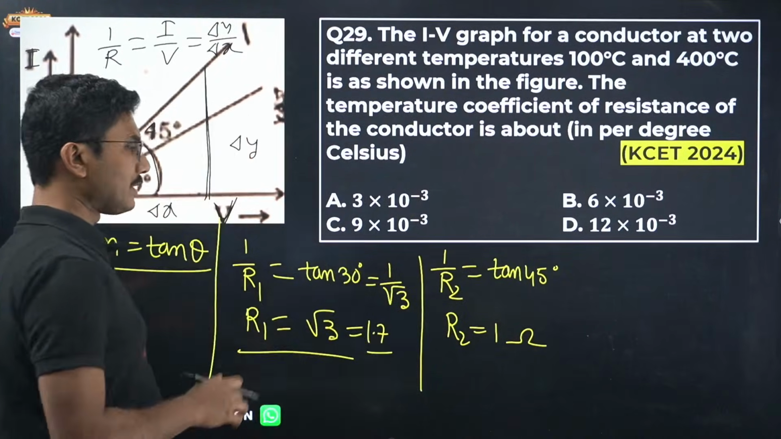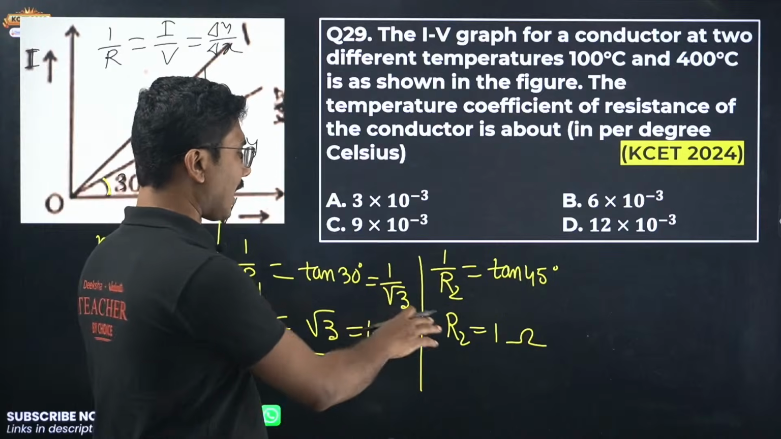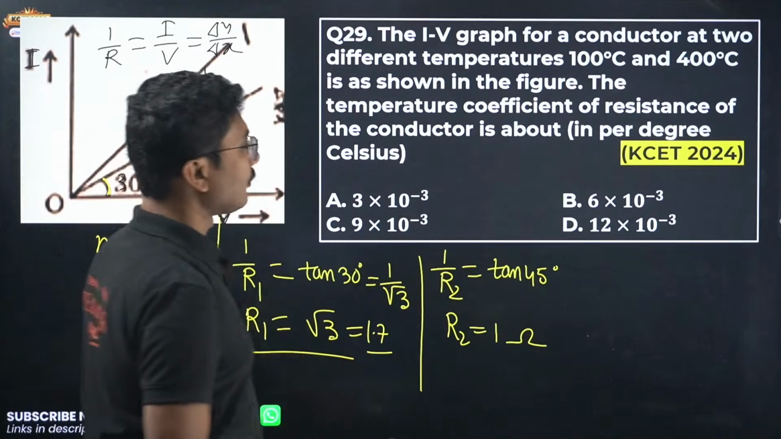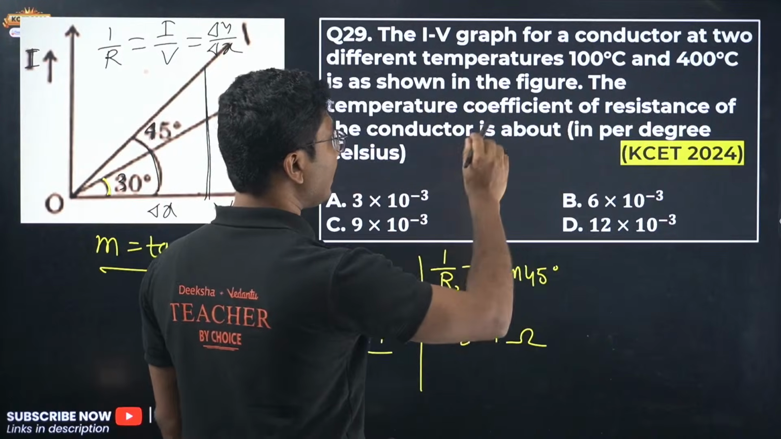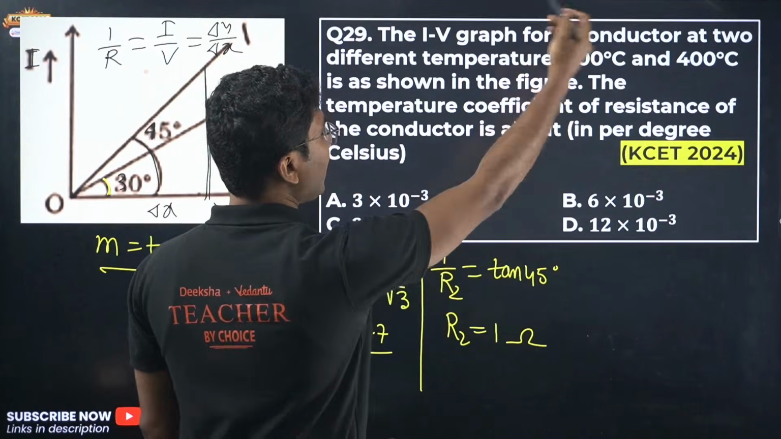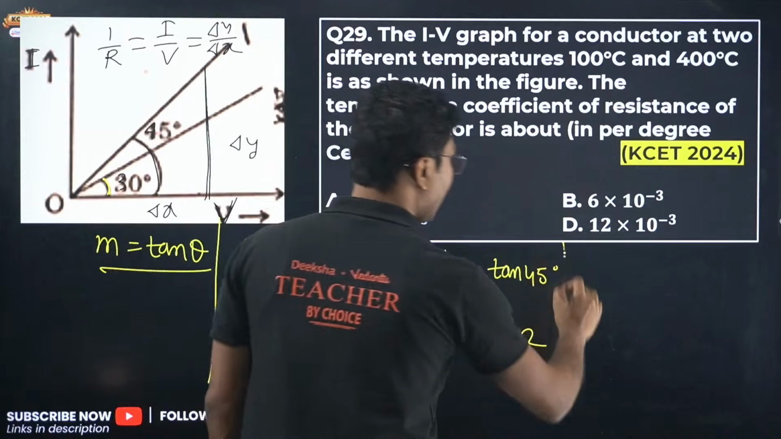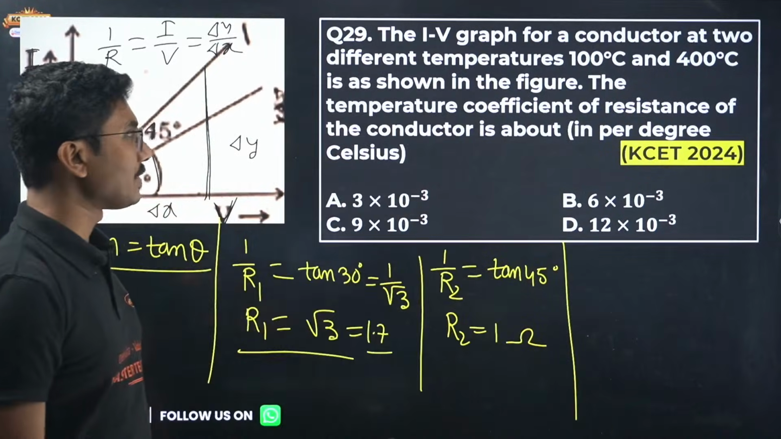We are taking 1.7 only. Okay, so R2 and R1 is calculated. Now the temperature difference is also given. Initially the temperature was 100, now it is increased to 400, and they ask you what is the temperature coefficient.